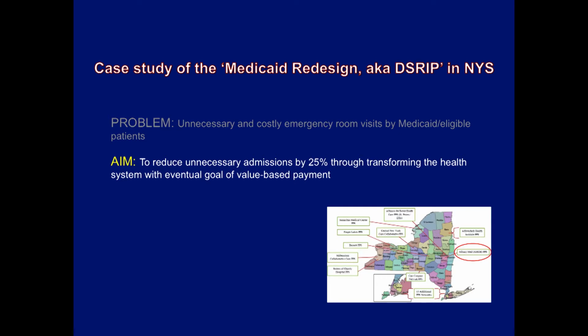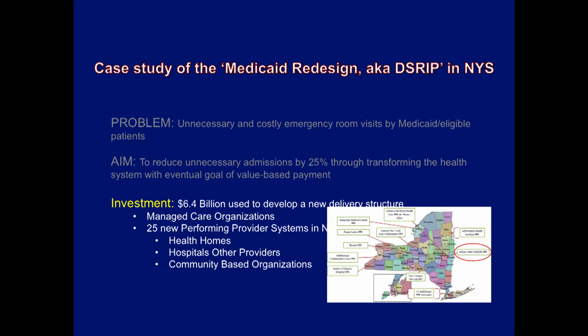We want to reduce the unnecessary hospital admissions by 25%. That's the goal, right? So what are we going to do? We're going to invest about $6.4 billion to develop a new healthcare delivery system. But how are we going to develop that? We're going to give the money, for the most part, to managed care organizations. The managed care organizations will develop a network of PPS, performing provider systems in New York State, 25 of them in different locations.